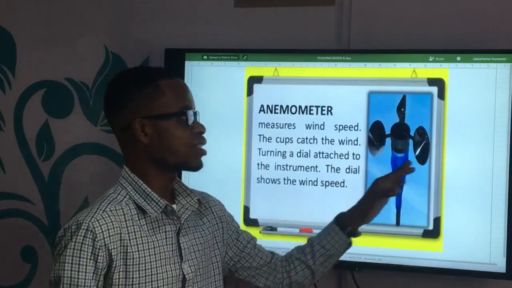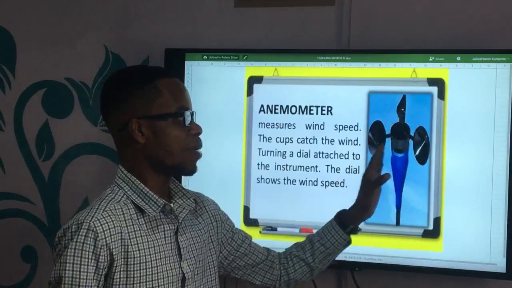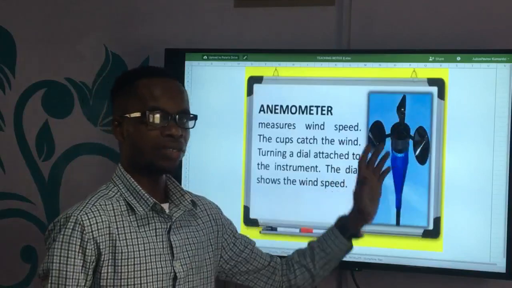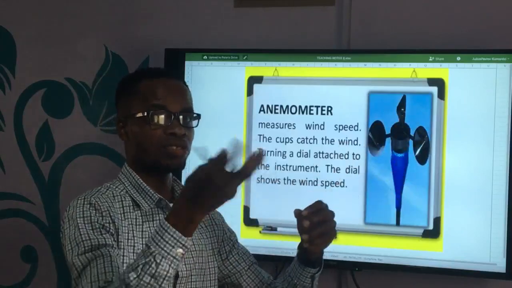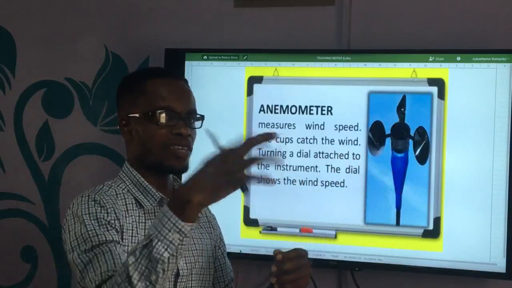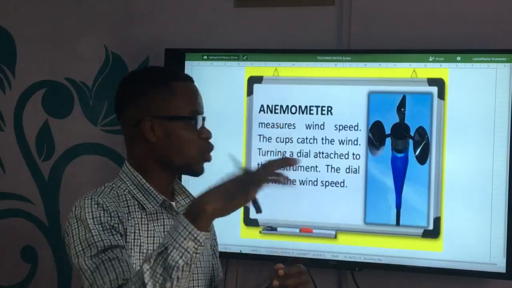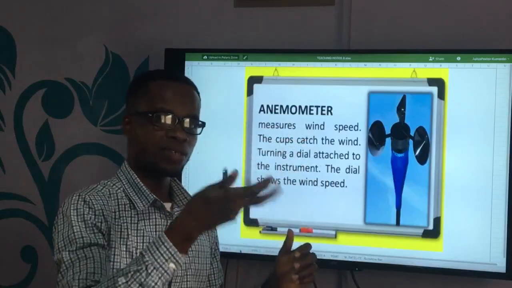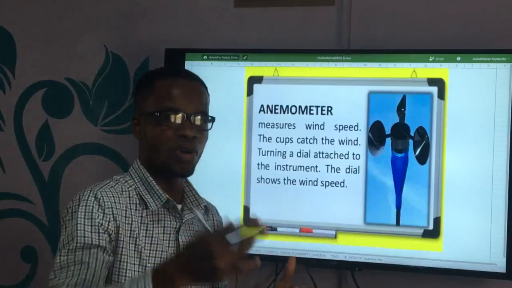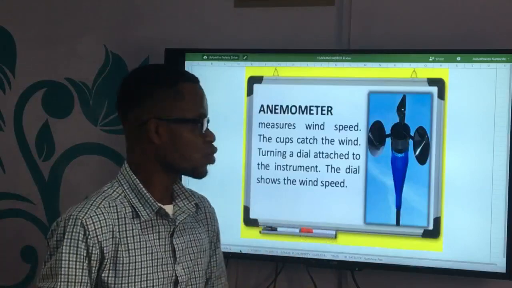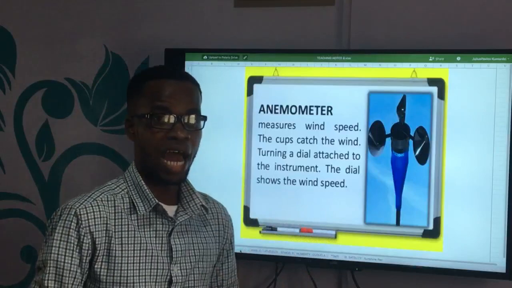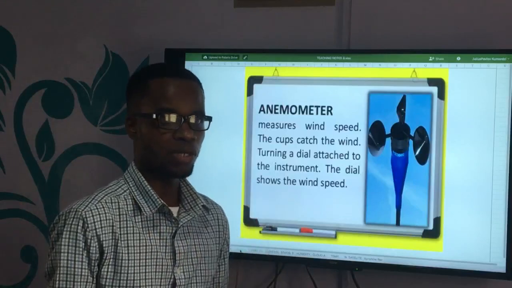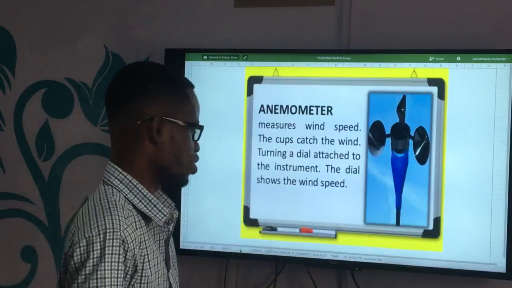And then the caps have fans inside them, or the dial, they look like fans, so they are actually going to turn or spin as the wind is blowing. So the speed at which the dial turns would now tell how strong the wind is. So this instrument is called the anemometer. It is used to measure the speed of wind. So take note of that.